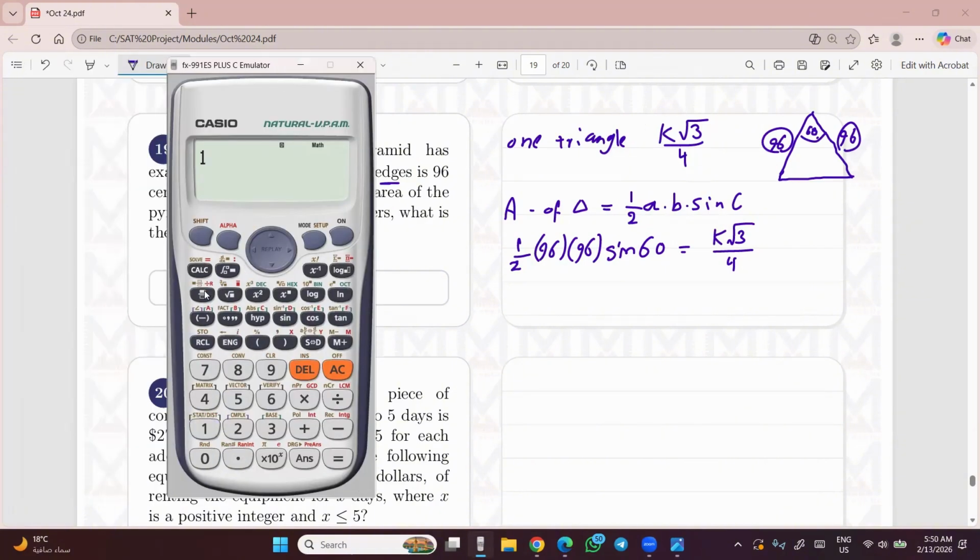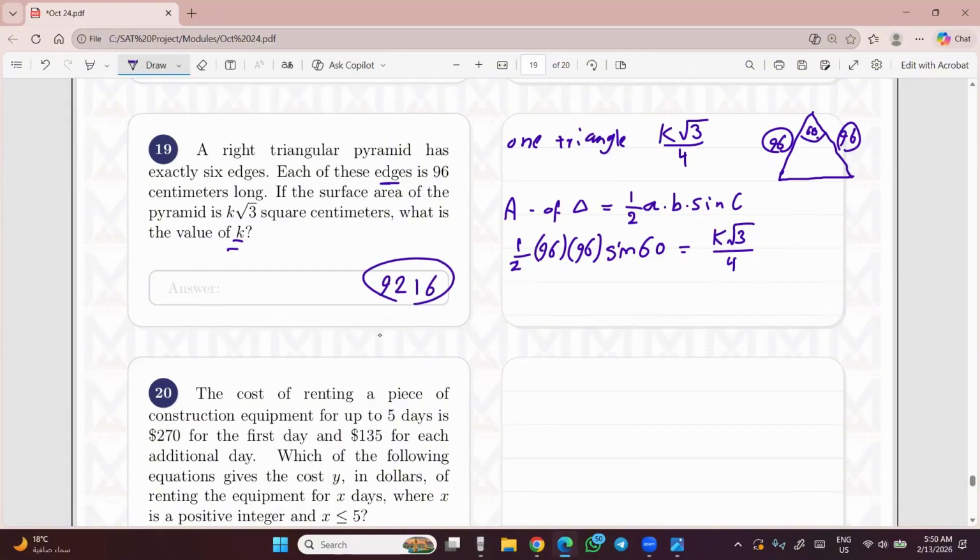So half times 96 times 96, like this, and then sine 60 degrees. You just click on the sine here and write 60. Of course, you need to close the parentheses and then write the equal sign, k square root 3 over 4. We just make a fraction bar, and remember to replace k by x here: square root 3 over 4. Click shift, calc, and then equals to get the answer, 9,216, which is the value of k.